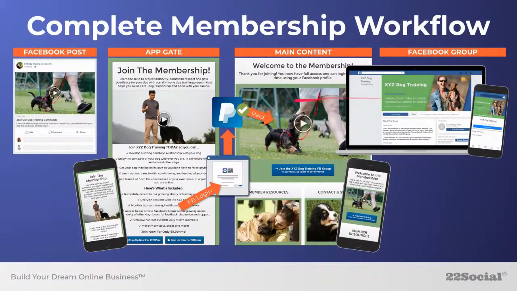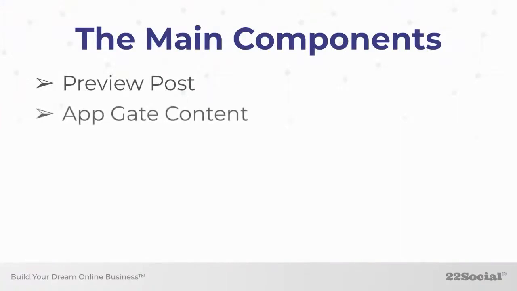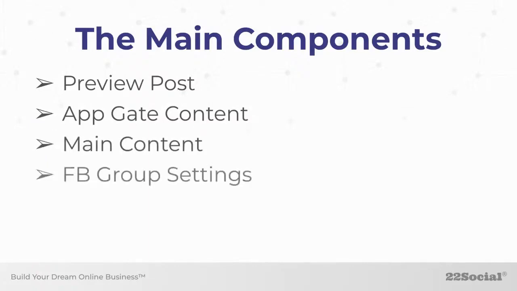Today we're going to focus on the first two parts of this, but the main components is a preview post. That's the one generated when someone shares the link. And then the app gate content, which is your sales page or opt-in page. And main content and the group settings, we're going to leave that for the next few weeks. But today we're going to focus on the first two.